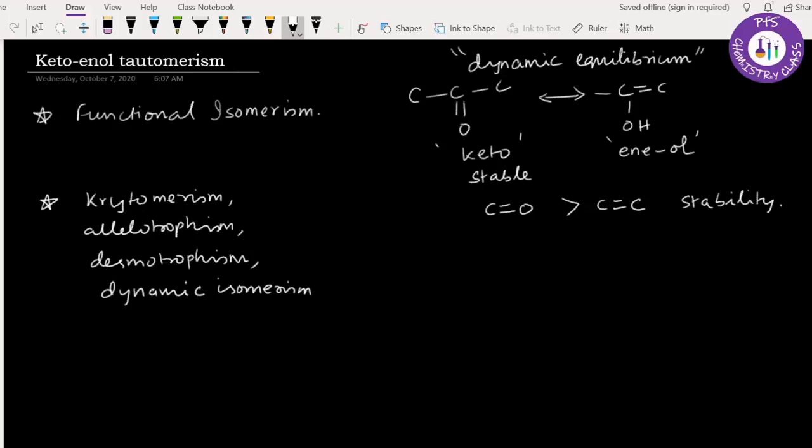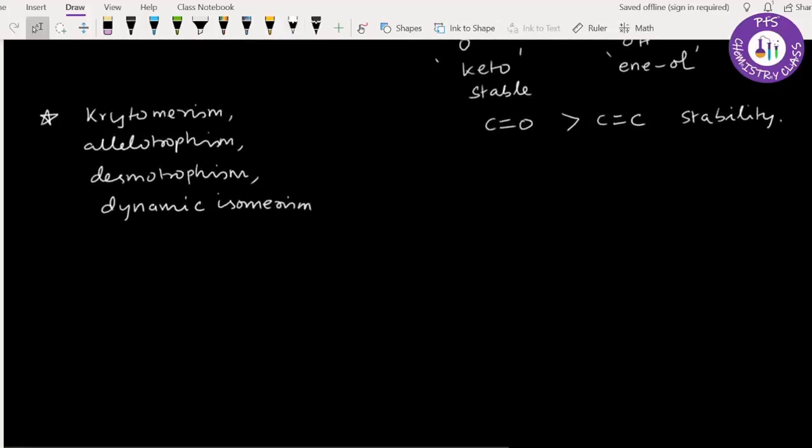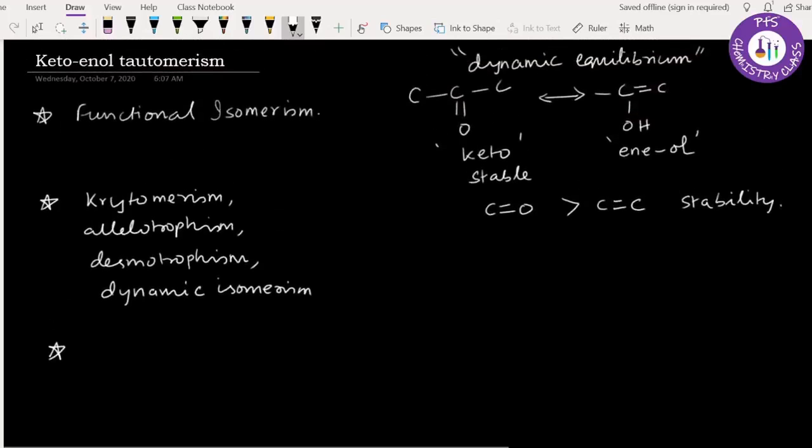Usually keto will be the major form, enol will be the less stable form, but in some cases the enol form will be more stable. We will be seeing it later. So first, this is what is called the keto-enol tautomerism. You have a keto group, you have an ene and alcohol group. So you can see the migration of the hydrogen. It's basically a migration of hydrogen, you can say.